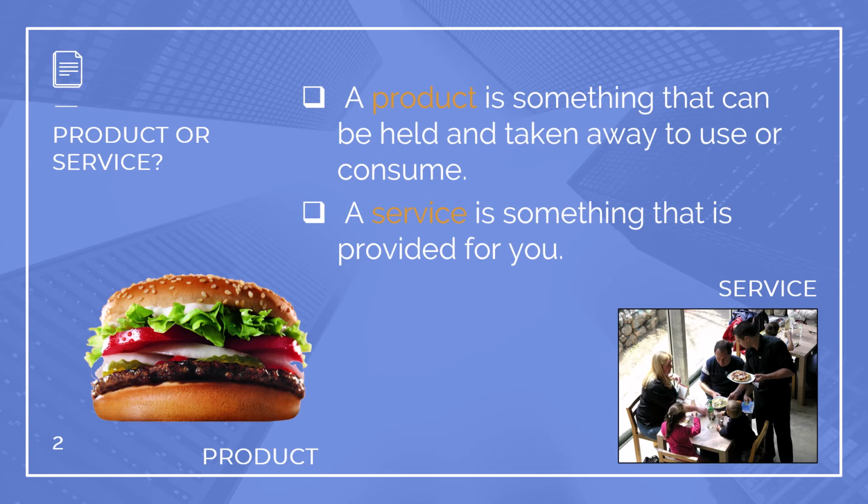A service is when something gets provided for you. So in this example here, the product is the actual food and the service is things like the table service that they might provide for you or the actual cooking of the food.